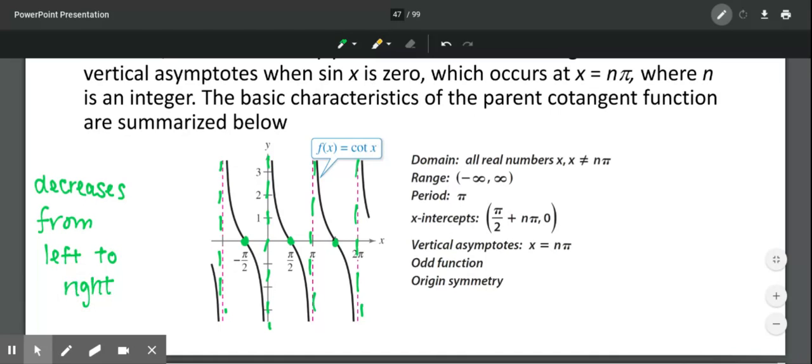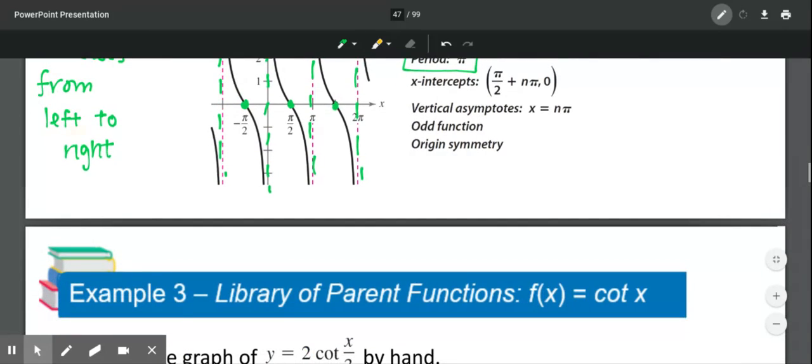Okay, so the big difference is their asymptotes. In a way, it's like the cotangent asymptotes shift over to where the tangent was crossing the axis, and now that's where the cotangent is undefined. And then it's a decreasing function. But in terms of their domain, it's all real numbers except for where those vertical asymptotes are. The range is still negative infinity to infinity. The period for cotangent is still pi. And then you have your x-intercepts at the pi over 2's plus pi n. Vertical asymptotes are at the pi n's. It's still odd, and there's still that origin symmetry for it.